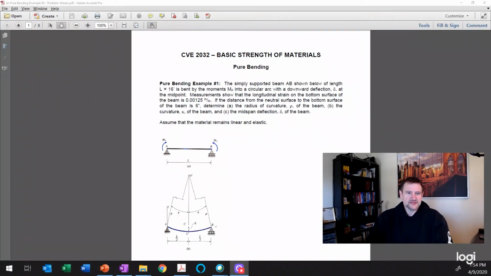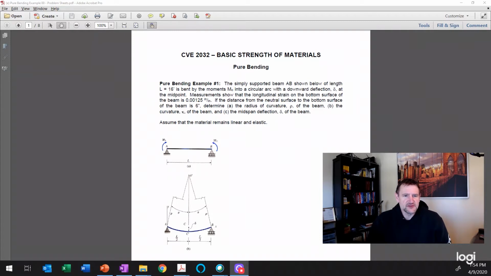Hello, this is pure bending example number one. This example problem gives a beam that is subjected to two end moments, and the beam deflects downwards and has a deflection at the center delta. Measurements show that the longitudinal strain at the bottom surface of the beam is 0.00125 inches per inch.